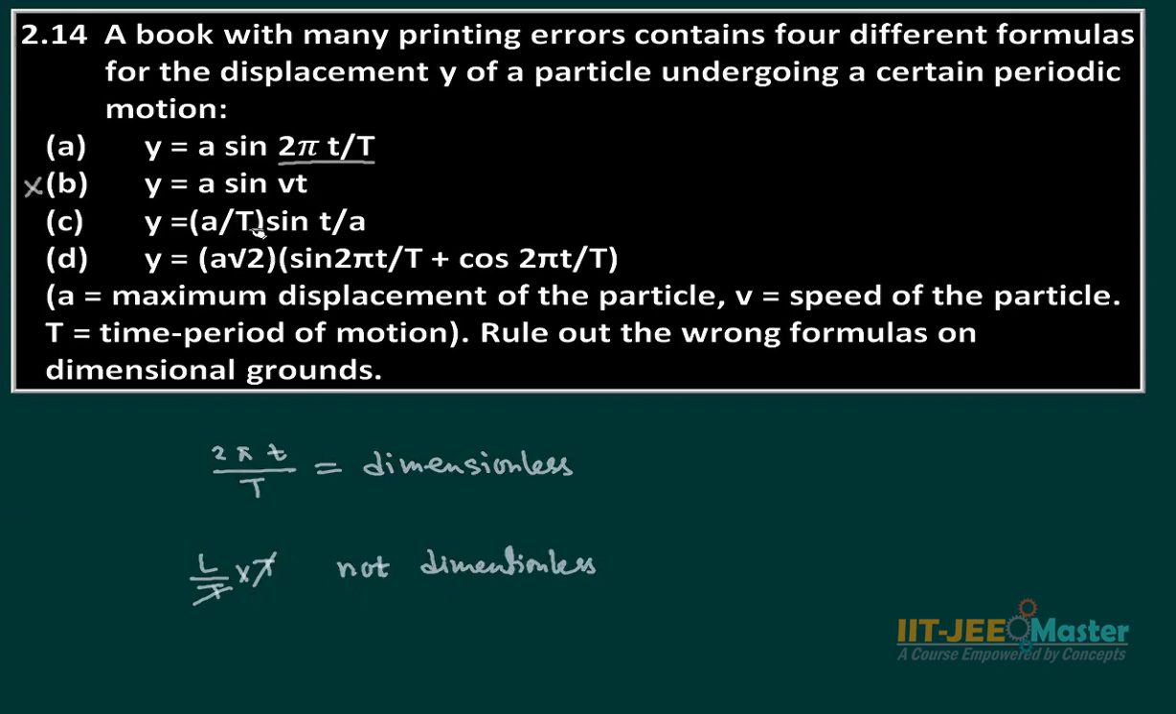A by T means displacement upon time, and this should also be dimensionless, T by a, which is not dimensionless here. Time upon length is not dimensionless, so this is another wrong option. Y is a root 2, a root 2. a is displacement, and sine 2 pi t by T plus cos 2 pi t by T is also dimensionless. So this formula is also correct on dimensional grounds. The wrong formulas are already found.